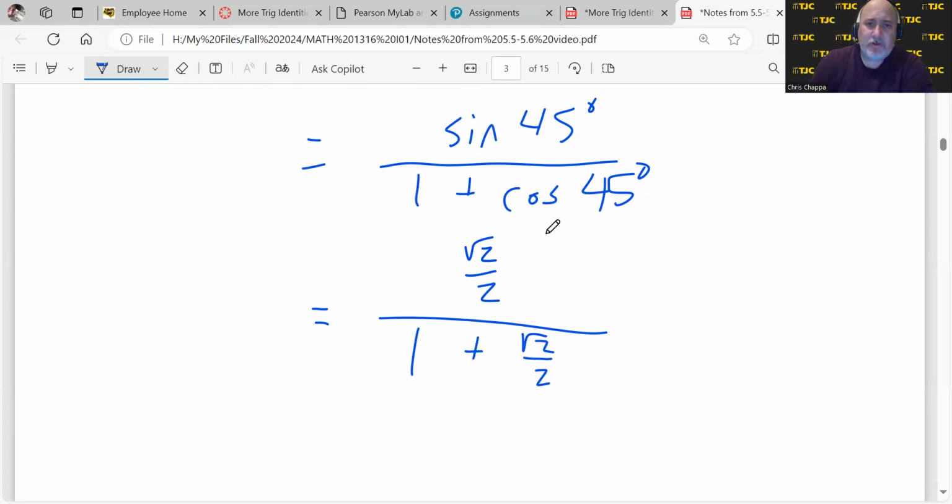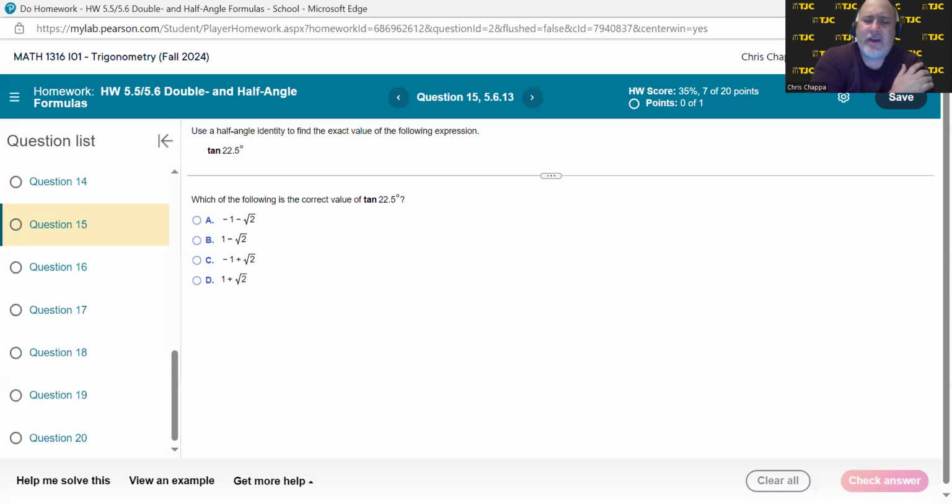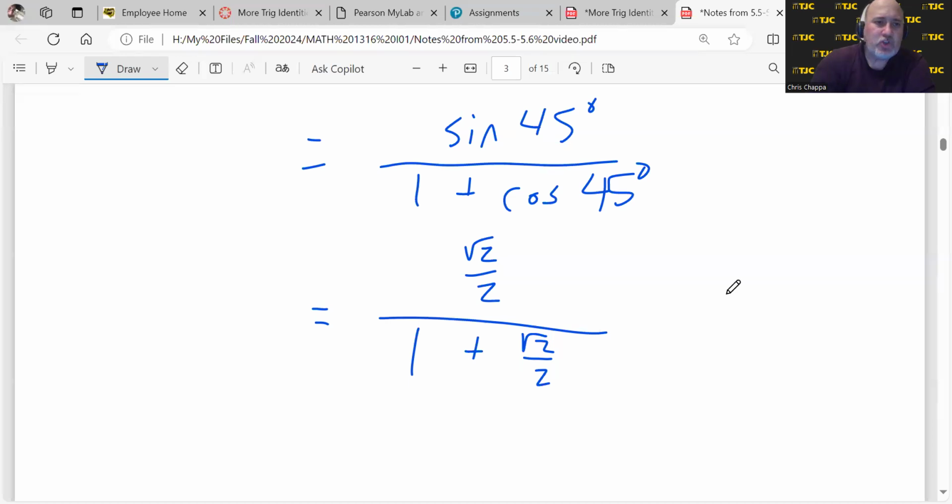And if you took a look at the answer choices, because this one was multiple choice, how are these answer choices different than what we currently have? Well, what's similar is that they all have a square root of 2. But what's different is there's not a fraction in sight. So if we're going to get one of these four answer choices, we need to do the necessary moves to get rid of all these fractions.